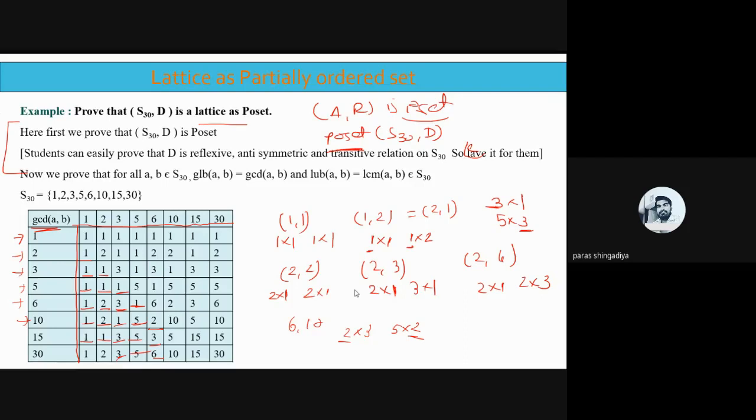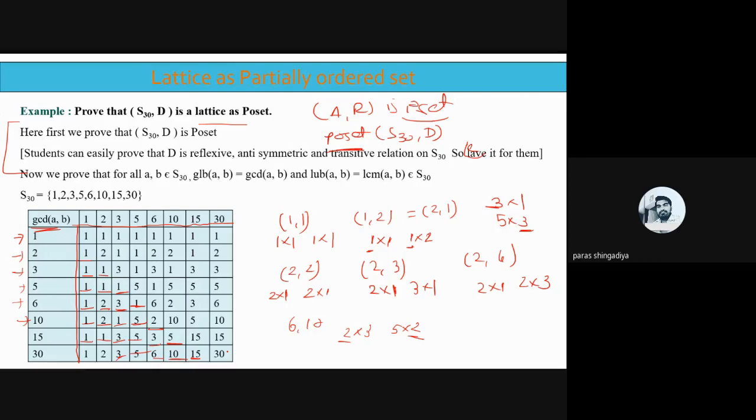And 10 with 30. So 10 into 1 and 10 into 3. 10 is the common factor, common divisor. So the answer is 10. And use this value in this column, 5 and 10. So write it here 5 and 10. Clear? Now 15 with 15 का GCD होगा 15 itself, and 15 with 30 का GCD भी क्या होगा? That is 15 itself. ठीक है? क्योंकि factor of 30 that is 15 into 2 and factor of 15 that is 15 into 1. So the answer is 15, and use this value in this column, and 30 with 30 का GCD होगा 30.